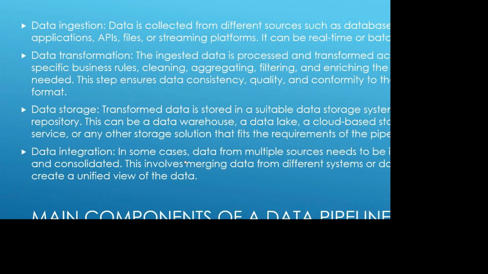These are the main components of a data pipeline. Data ingestion: data is collected from different sources such as databases, applications, APIs, files, or streaming platforms. It can be real time or batch data, meaning it can be a stream or batch data.